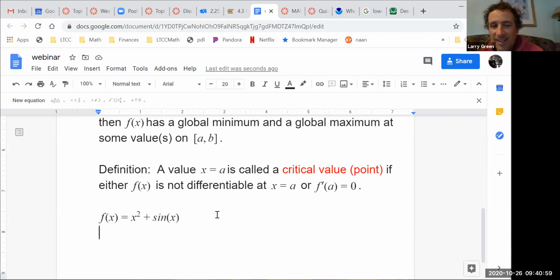Don't see jumping in? Nowhere. This is a differentiable function. X squared is differentiable, sine of x is differentiable, right? Hopefully you know those derivatives in your sleep. Adding two differentiable functions is always differentiable. This is differentiable. Is that clear? Okay, so that's the first thing. I'm going to write one is f is differentiable everywhere.